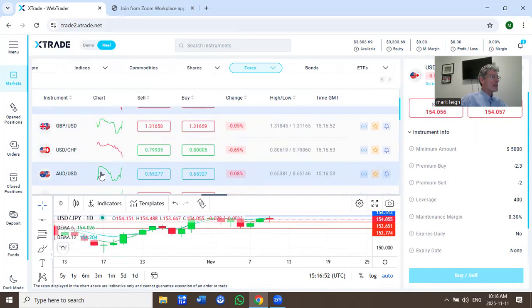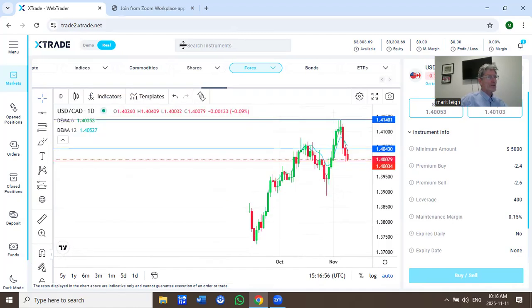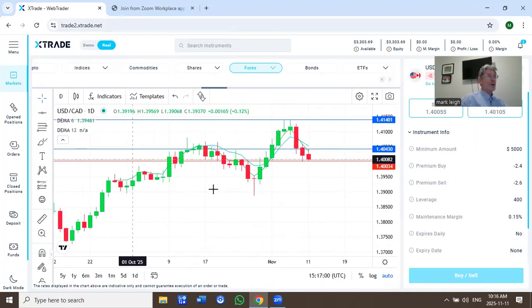US dollar against the Canadian. Certainly weak US dollar here. EMAs crossed over and pointed down. Lower highs, well, not lower lows, in fact, testing the same support as yesterday, which is at 140.03. I've got resistance at 140.43.